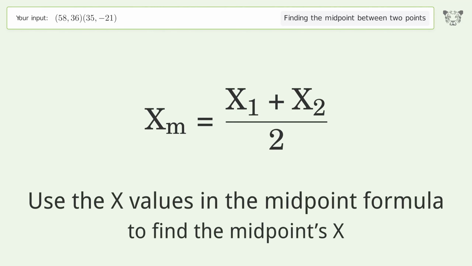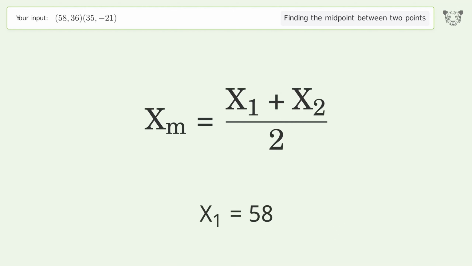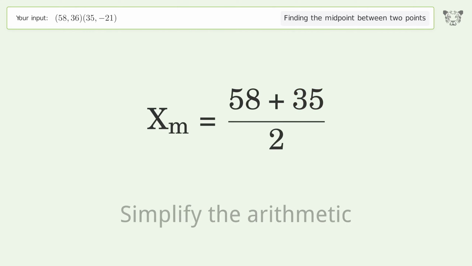Use the x values in the midpoint formula to find the midpoint's x. x1 equals 58. x2 equals 35. Simplify the arithmetic.